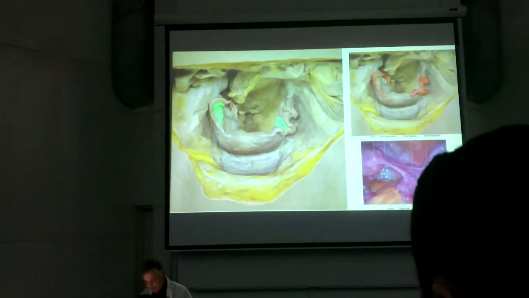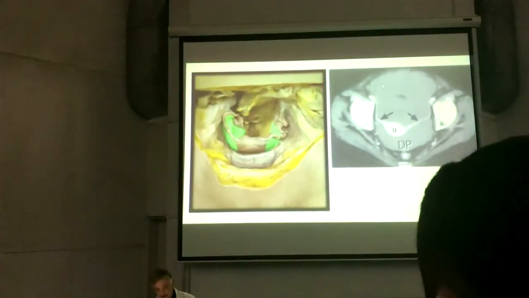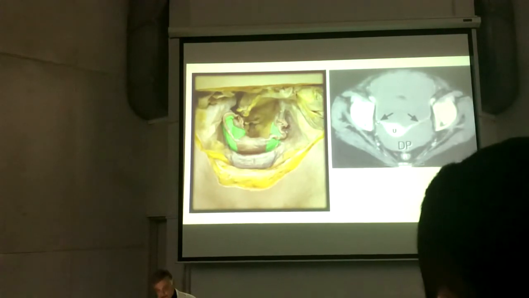Now, in case of the female, the pelvic cavity is divided into two halves by the broad ligament attaching to the uterine tube. In the male, the pelvic cavity is not divided. Here is a CT scan showing you that this is the uterus and this is the broad ligament. Okay? So we have an anterior part and a posterior part.